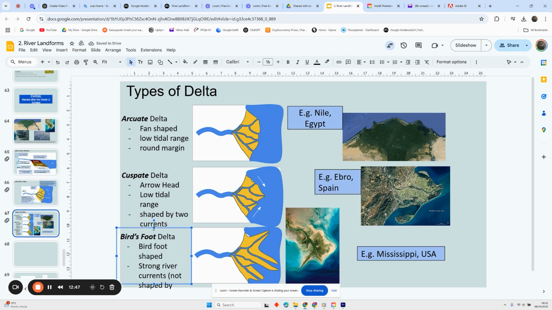So it's a combination of the river and the environment? Exactly. Slide 66 shows examples of the three main types of deltas: arcuate, cuspate, and bird's foot. Okay, let's see. The Nile Delta is arcuate with a rounded shape. Then the Ebro Delta in Spain is cuspate, more pointed. And the Mississippi Delta is a classic bird's foot. Those are all great examples. Each delta has its own story.